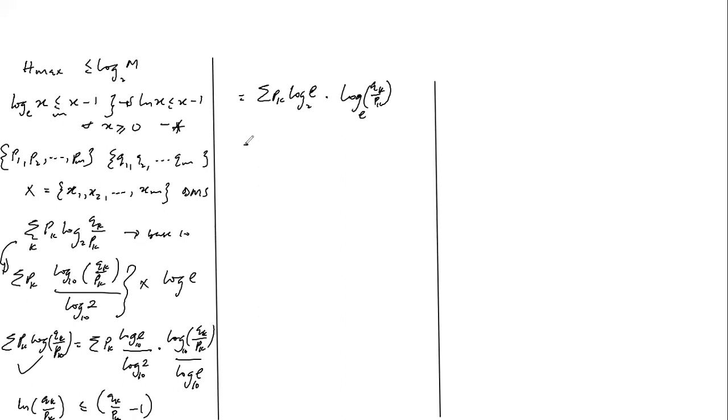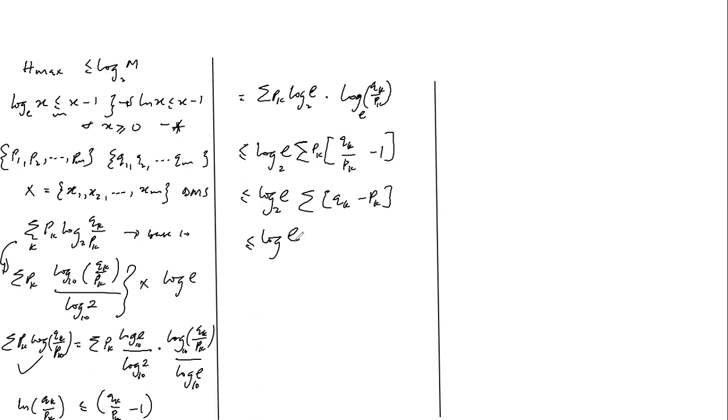So we can now have this log base 2 of e times sigma P_k times (Q_k over P_k minus 1). So this is the last order. If this P_k crosses this, we have Q_k minus P_k. This is going to be less or equal to log e times (sigma Q_k minus sigma P_k).